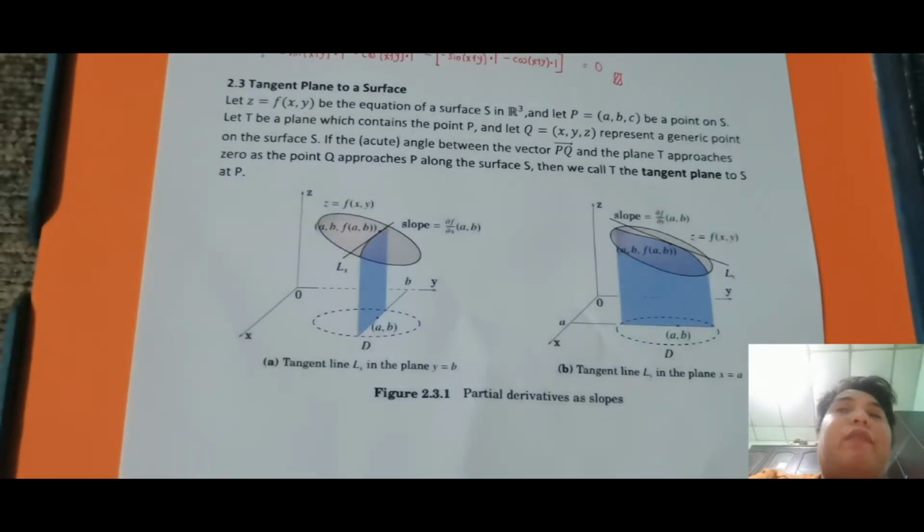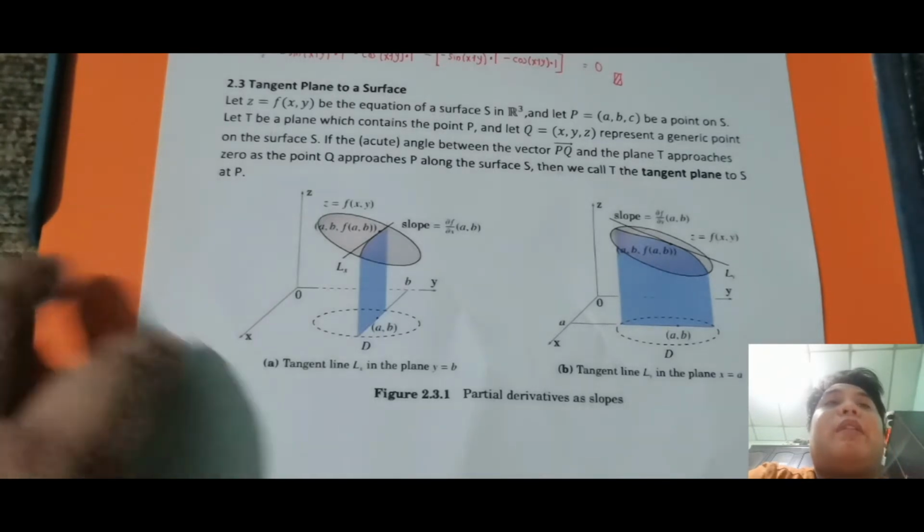So ito na yung lesson 3 para sa ating chapter 2 sa Calculus 3. Okay, so this lesson or this video is all about tangent plane to a surface.